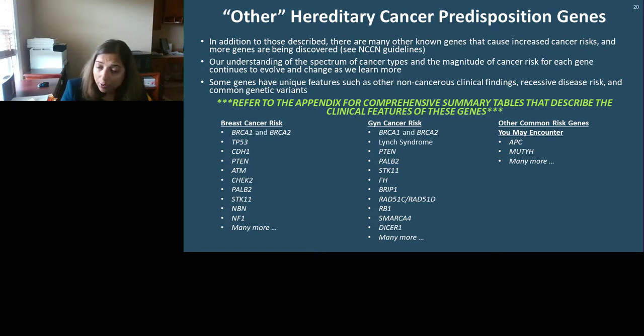There is a large and growing list of mutations that can be identified and are now included in the multi-gene panels that multiple companies now have available. And they have different degrees of penetrance and expressivity, and some of them are autosomal recessive in nature.